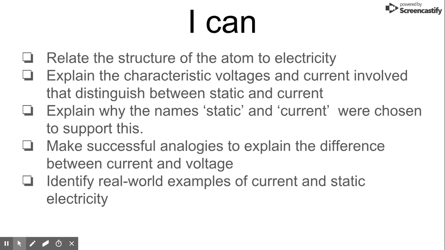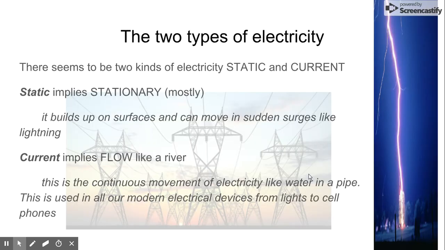I want you to be able to make successful analogies to explain the difference between current and voltage and identify real-world examples of their use. The two terms are fairly self-explanatory. Static means you're sitting still. Current implies flow, like a river.